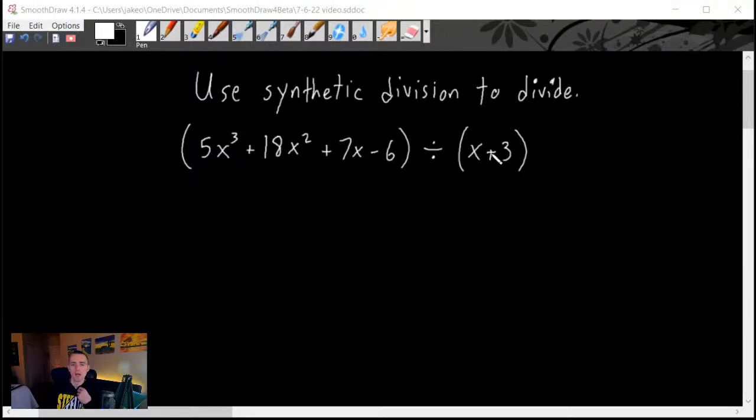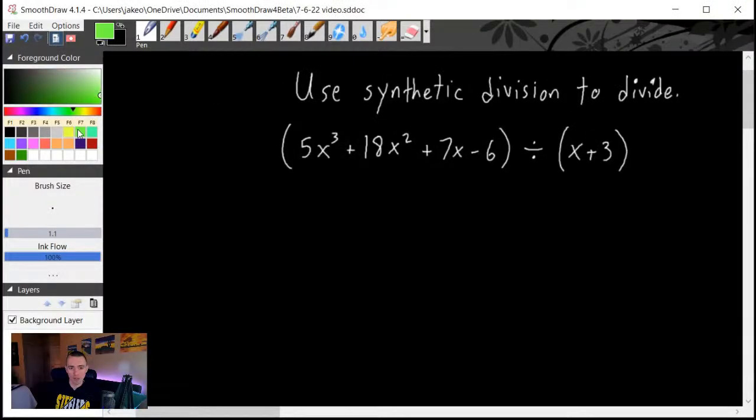can only be used whenever you're dividing by x plus or minus some number. So it does have to have that very specific form. It can't even have a coefficient in front of the x. It just has to be x plus or minus a number. So all the examples we're going to be going through today fall into that category.